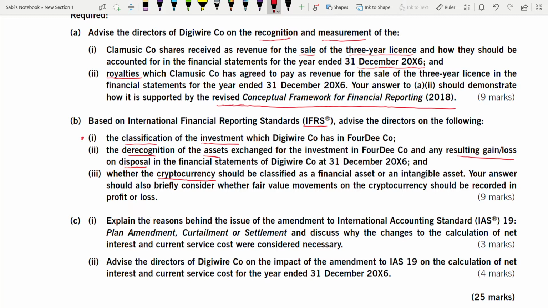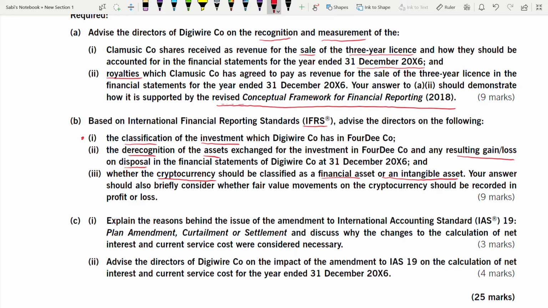Okay, so whether the cryptocurrency should be classified as a financial asset or an intangible asset, we cannot tell it now. We'll have to see the facts. To know whether cryptocurrency should be classified as financial asset or intangible asset, what should you know? You should know three things. You should clearly know what is cryptocurrency.